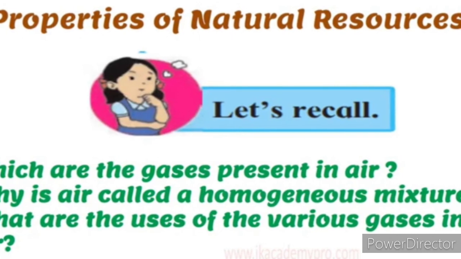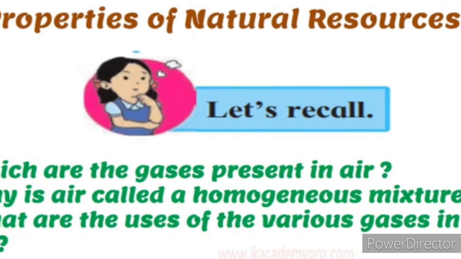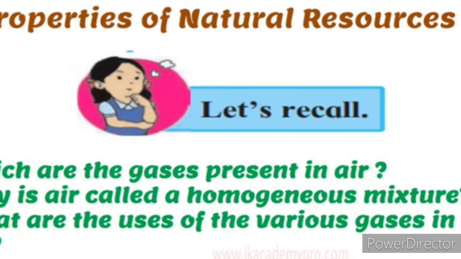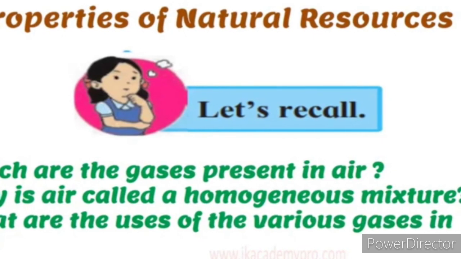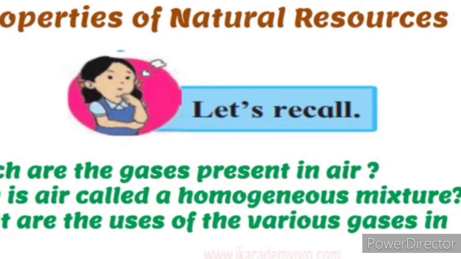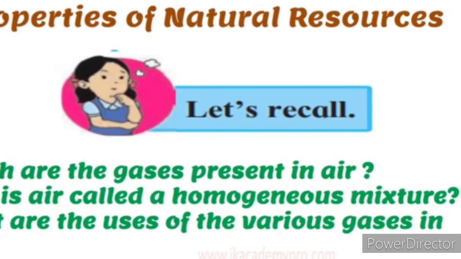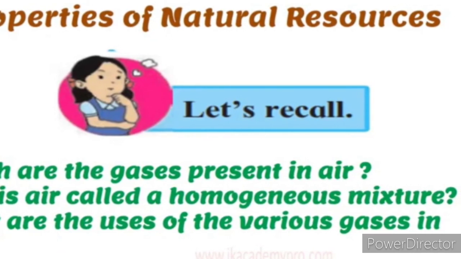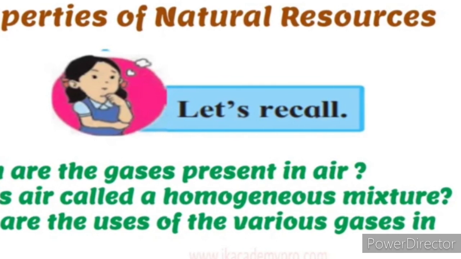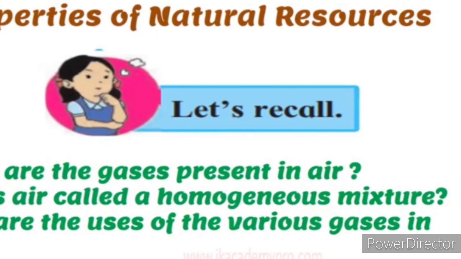Just recall which gases are present in air. Why is air called a homogeneous mixture? Now we know air is a mixture of several gases. In air there are different kinds of gases: nitrogen, oxygen, carbon dioxide, sulfur dioxide, and nitrogen dioxide. Air is a homogeneous mixture because it is made up of several different gases.